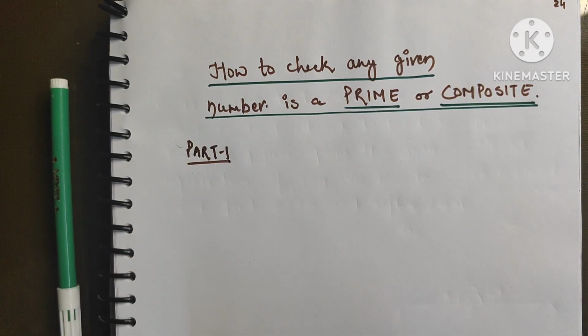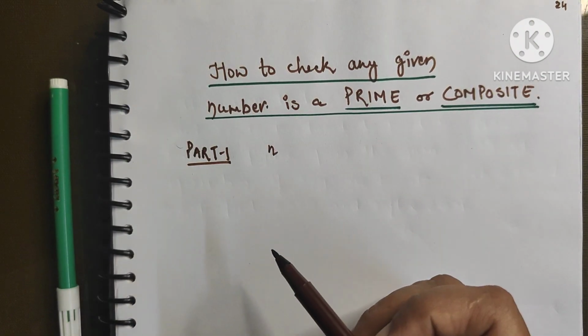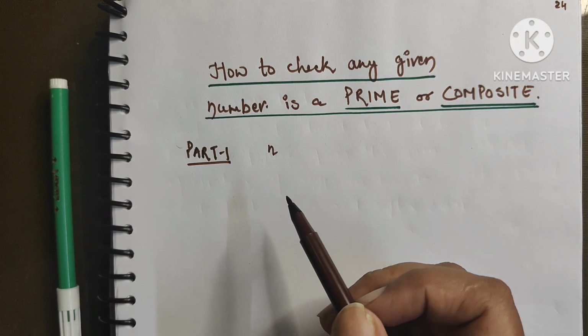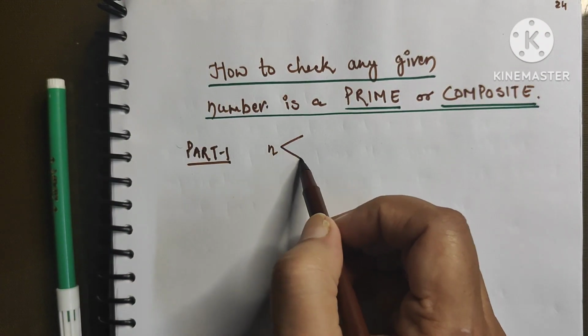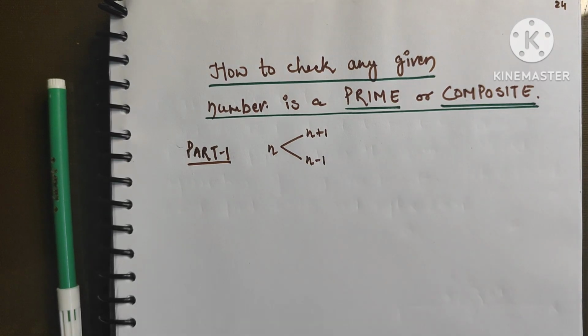So in part 1, suppose you have been given any number n. For this number n, you have to check whether it is prime or not. So what you will do, you will write n plus 1 and n minus 1. Okay, so whatever the given number, suppose a number is 5, you write 5 plus 1 and 5 minus 1.